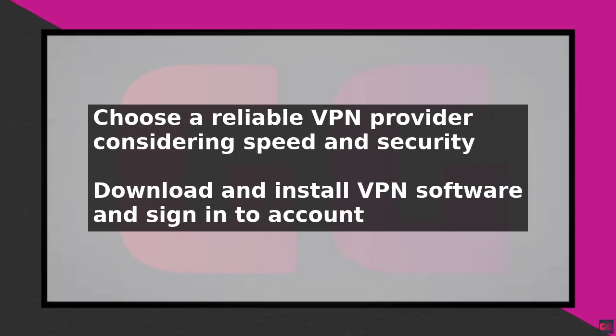Next, connect to a VPN server in a location that allows access to MEXC, as some countries may have restrictions on cryptocurrency trading. Once connected, verify that your IP address has changed by checking your device's network settings or using an online tool. Now, navigate to the MEXC website and log into your account.